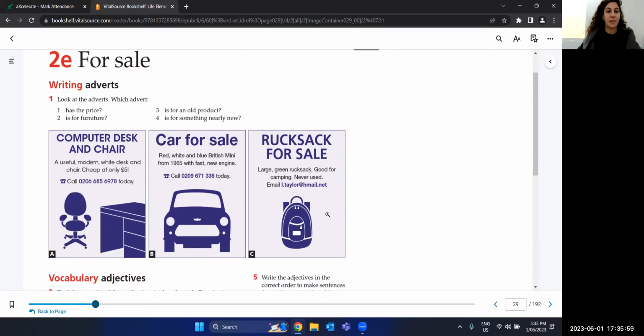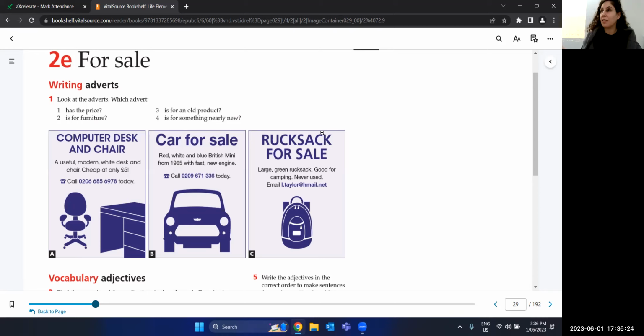So we've got 3 of them. Looks like there's a picture in all 3. So there's an image or a picture of the object. So somebody here wants to sell a computer desk and chair. The second ad, someone wants to sell a car. And the third ad, a rucksack.